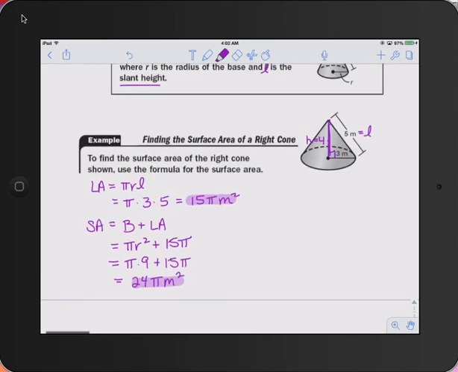Okay, that will be the end of this first part of the lesson. The second part of the lesson will be over volume of pyramids and cones.